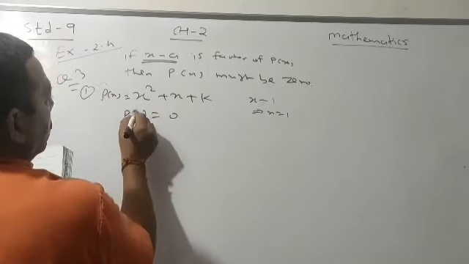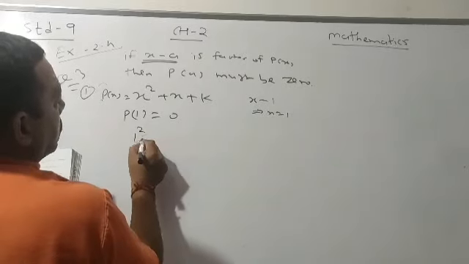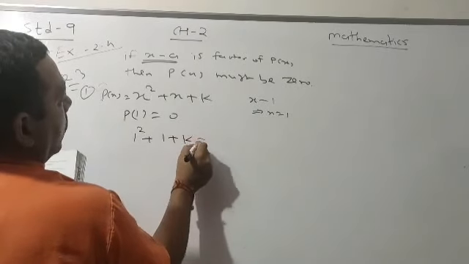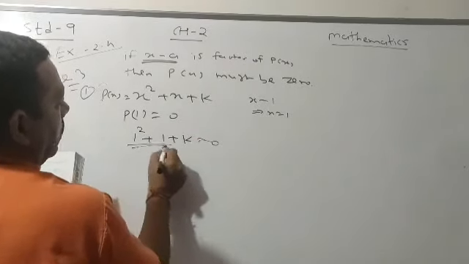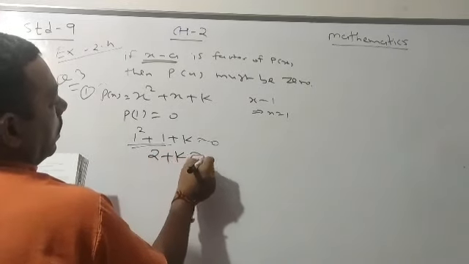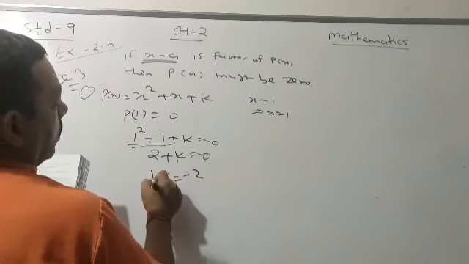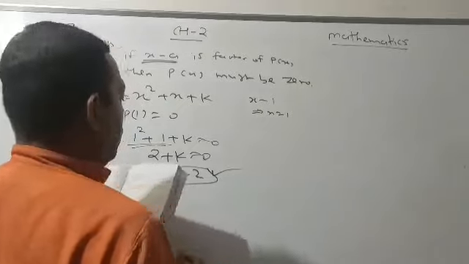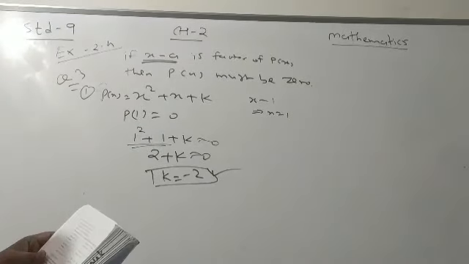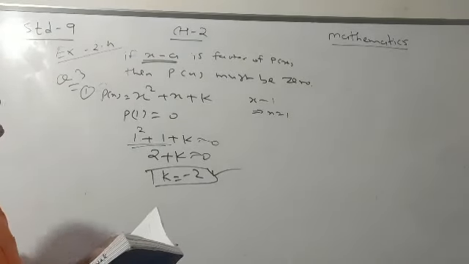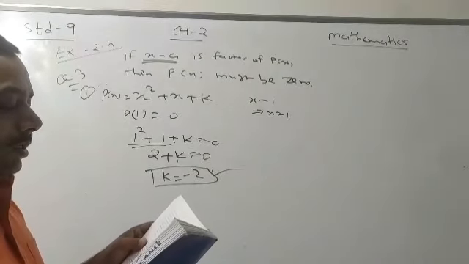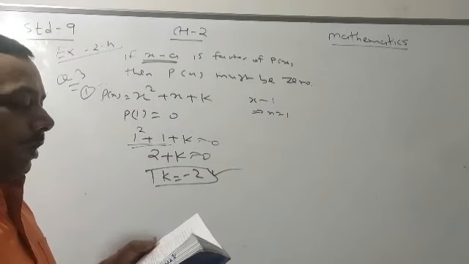Now p of 1 is 0, so we will substitute here. So 1 square plus 1 plus k equal to 0. It means 2 plus k equal to 0. That's why k equal to minus 2. So this is the final answer of k, when x minus 1 is the factor of the given polynomial p(x). And that way you have to solve the remaining questions.